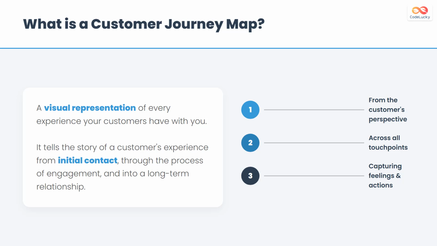First, let us define what a customer journey map actually is. Put simply, it is a visual story of every interaction a customer has with your brand. It does not just look at a single sale, it looks at the entire relationship from the very first moment they hear about you, all the way through to becoming a loyal advocate. It captures their perspective, not your internal processes.